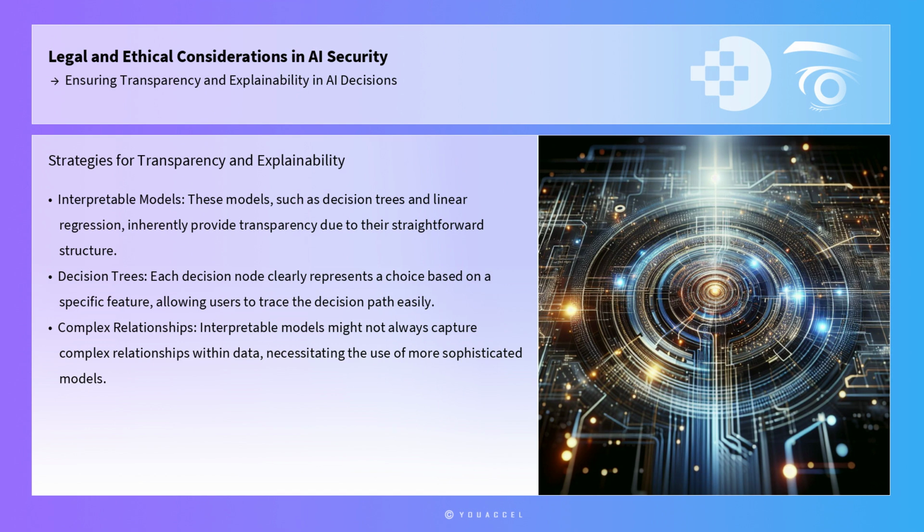One effective approach involves the use of interpretable models. These models, such as decision trees and linear regression, inherently provide transparency due to their straightforward structure. For instance, in a decision tree, each decision node clearly represents a choice based on a specific feature, allowing users to trace the decision path easily. However, interpretable models might not always capture complex relationships within data, necessitating the use of more sophisticated models.